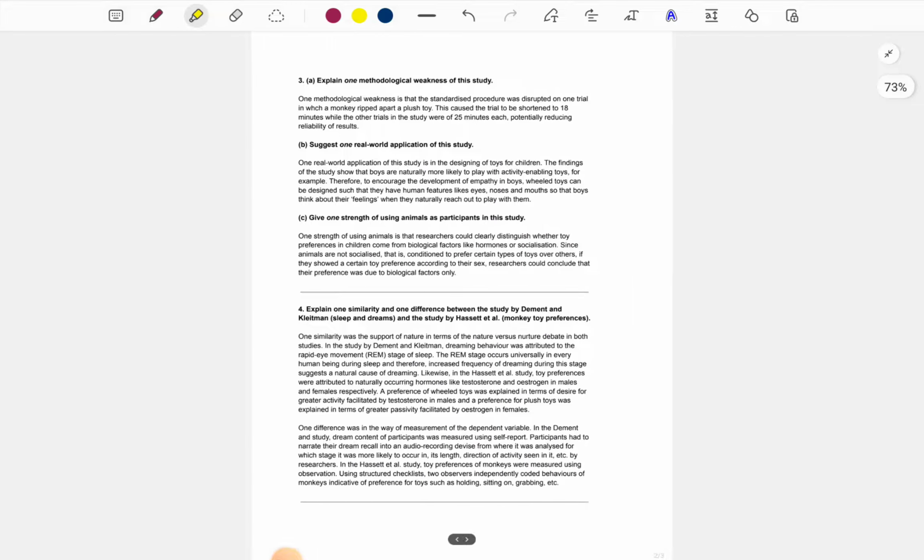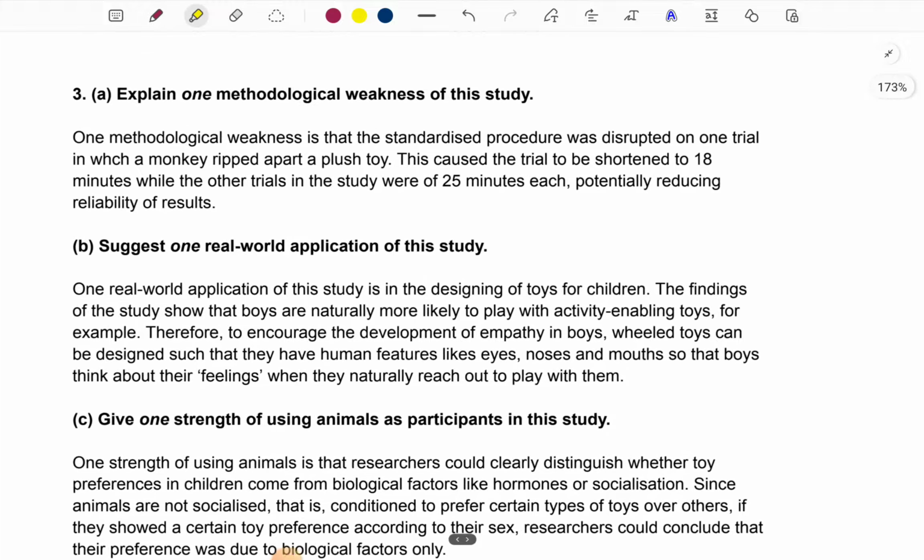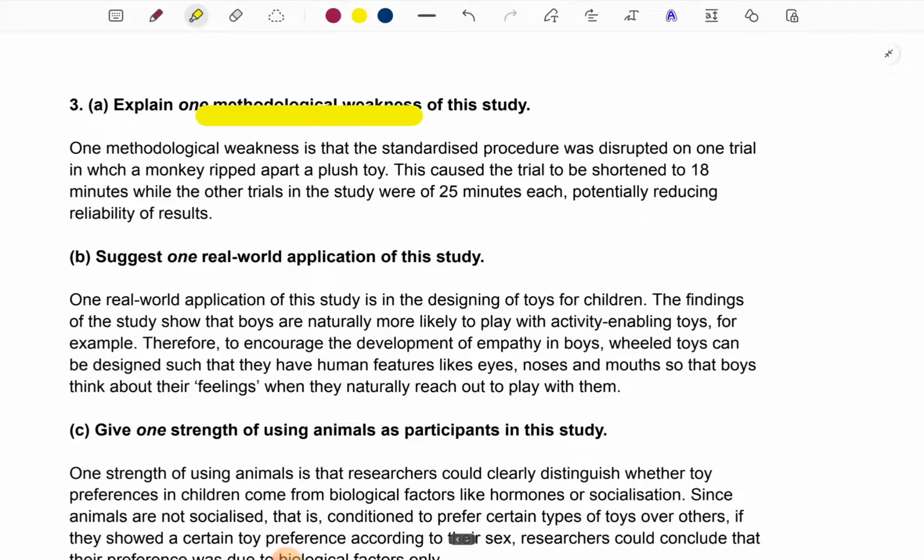Okay, let's come to the next set of questions. The next one again is evaluative. Explain one methodological weakness of this study. This is again evaluative because they want a weakness. Strengths and weaknesses questions are all evaluative. The major mistake students make here is they would give an ethical weakness instead of a methodological one.